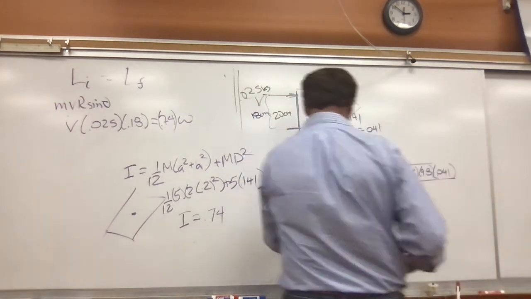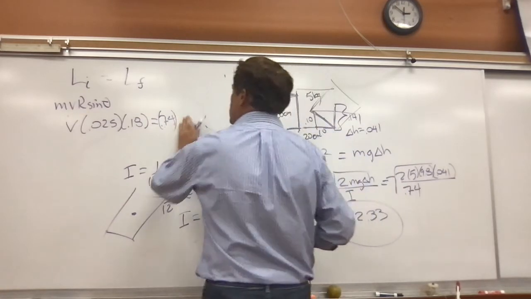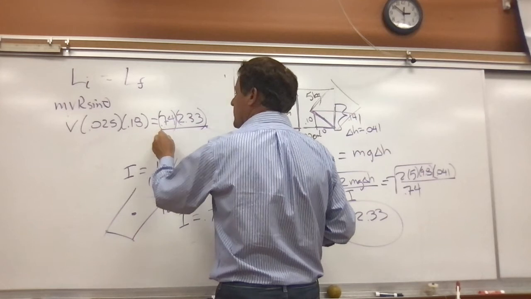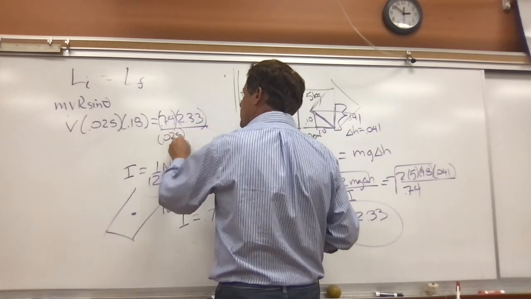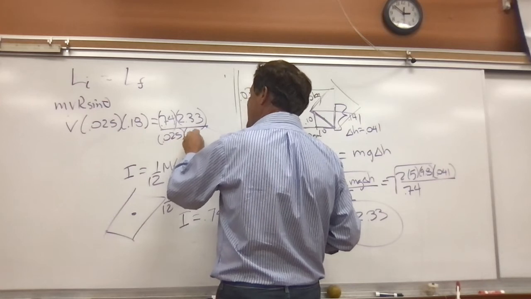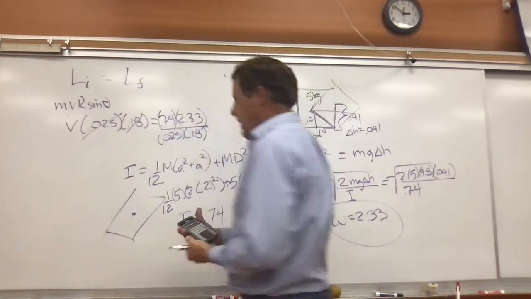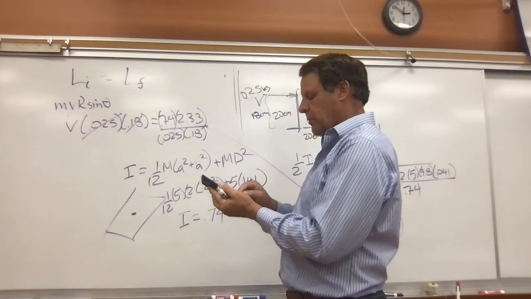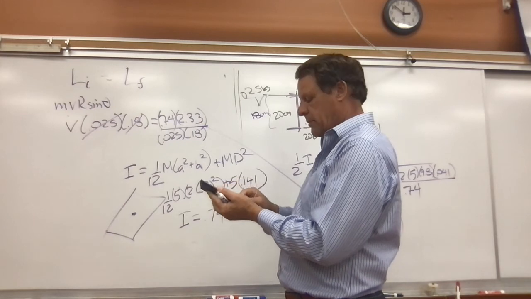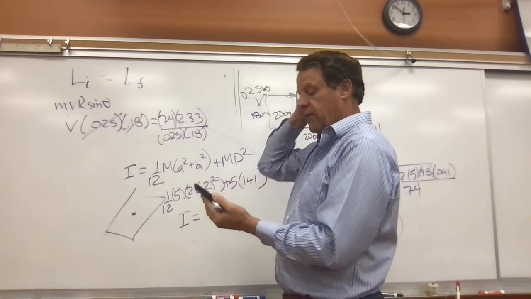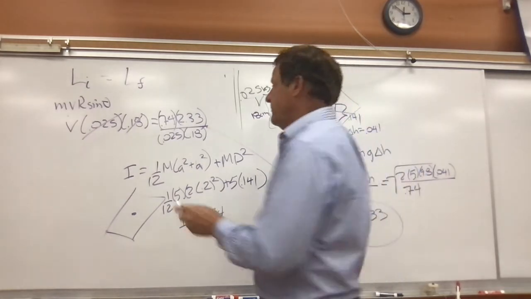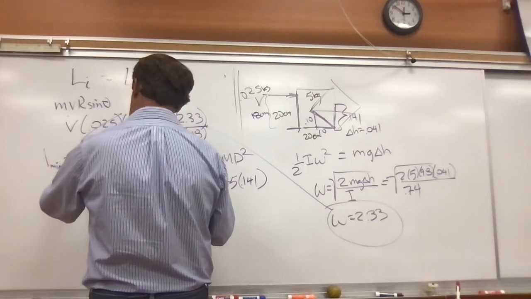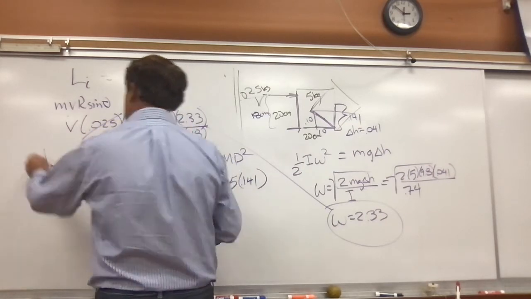So now this answer right here, 2.33, is going to go there. And now we're going to divide by 0.025 and divide it by 0.18. And now we have our velocity. So we got 2.33 times 0.74 divided by 0.025 divided by 0.18, and we have 383 meters per second. Okay, so our minimum velocity was equal to 383 meters per second.